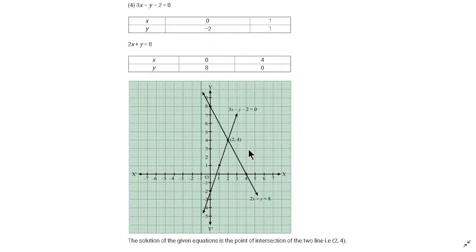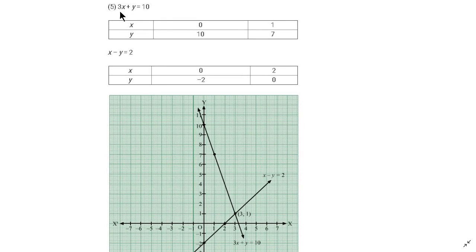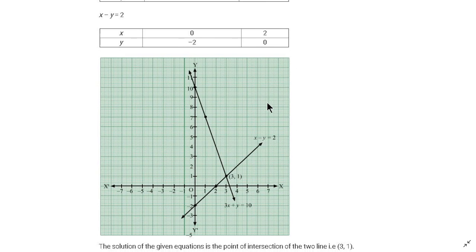Let's go next. Question number 5. 3x plus y is equal to 10. This is the equation. 3x plus y is equal to 10, x minus y is equal to 10. Put x is equal to 0 and find y. Put x is equal to 1 and find y. Similarly, put y is equal to 0, find x. This is very simple to find out the table.